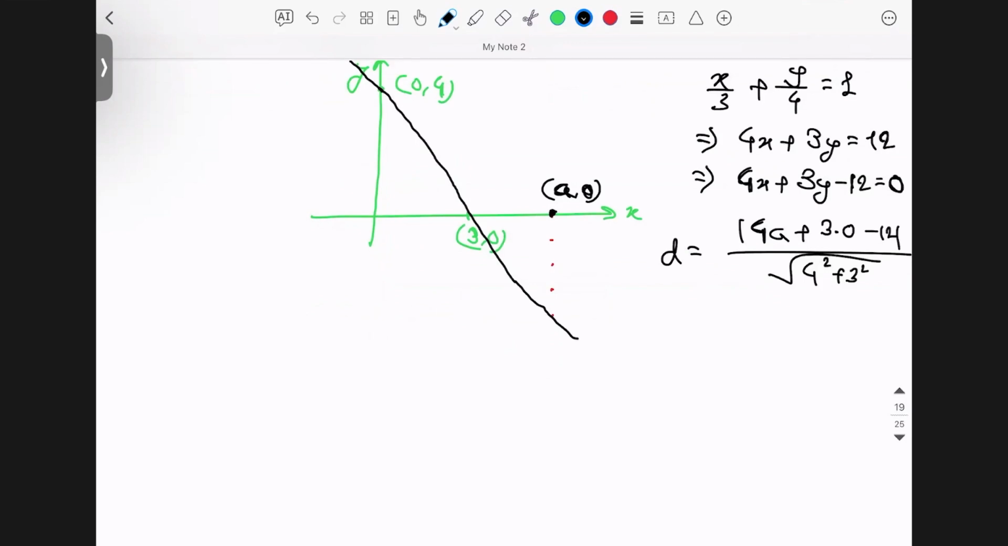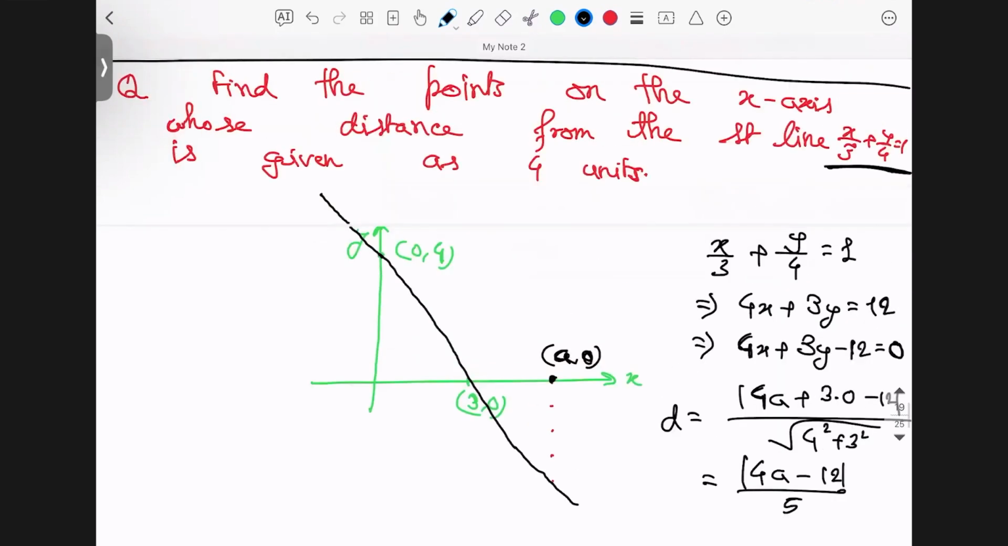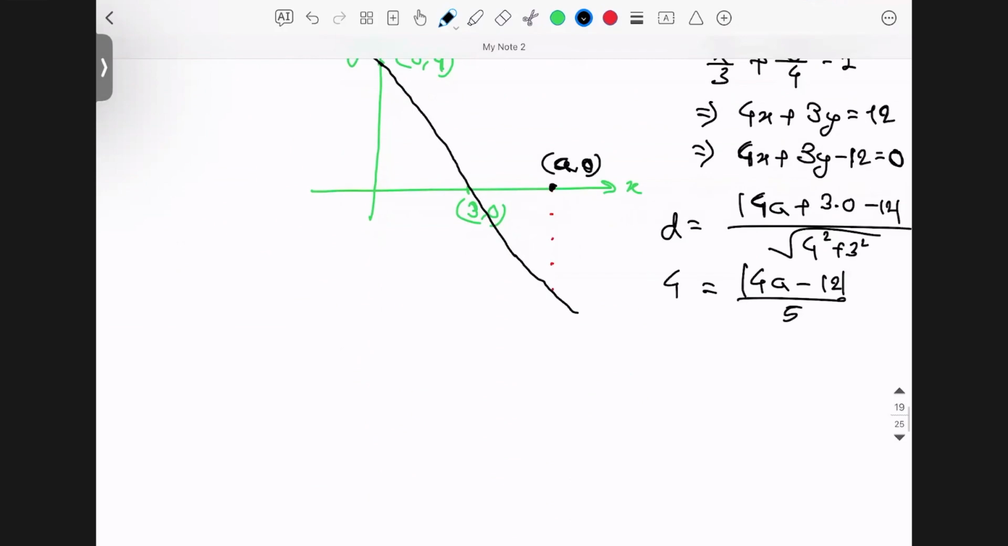Okay. So ultimately we get |4a minus 12| divided by 5. And according to the question, this d is nothing but 4. If I simplify it, we will ultimately get 1 equals |a minus 3| by 5, because this can be written as 4 into (a minus 3) divided by 5, and we can cancel 4 from both sides. So that's why we have written 1 equals |a minus 3|/5.